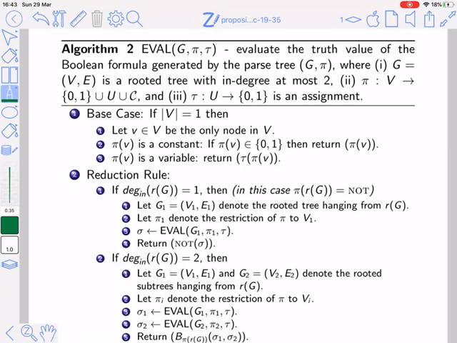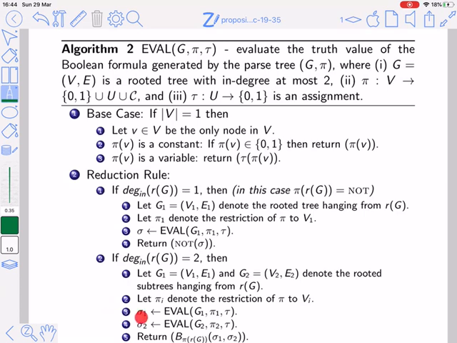We apply the evaluation recursively, get a bit sigma, and we return the not of this bit. If the integrity of the root is 2, then we have two subtrees hanging from the root. We restrict the labelings to each of these sets of variables v1 and v2 to obtain pi1 and pi2, and then we execute the evaluation algorithm recursively over these two subtrees, g1 pi1 tau and g2 pi2 tau, to obtain two bits denoted by sigma 1 and sigma 2.